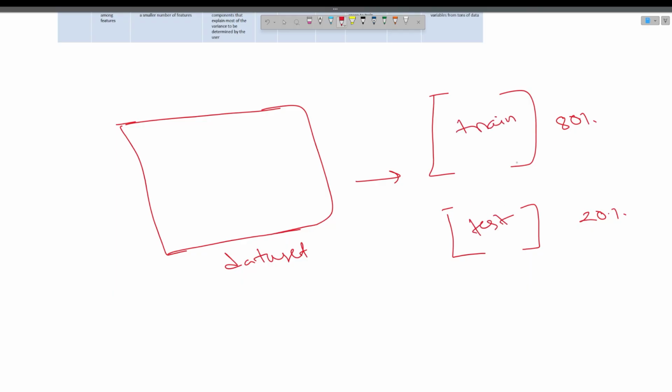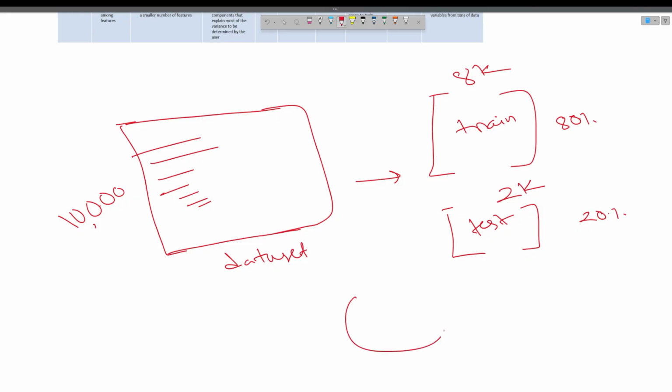So what are they? The train dataset is basically like you have maybe 10,000 data, huge. If we have 8,000 data here and 2,000 data there, the goal is we build or use some sort of model, then we train the model using the training data set.